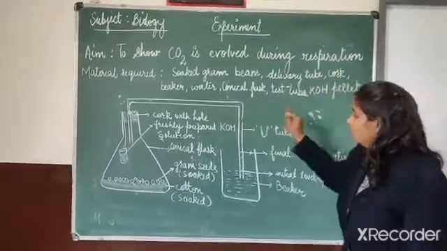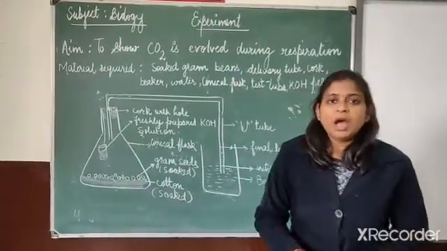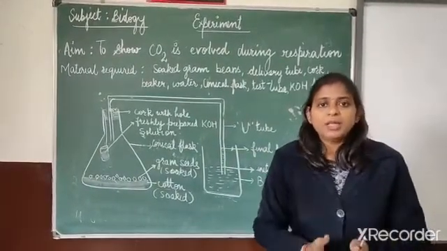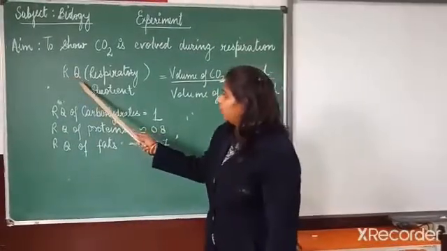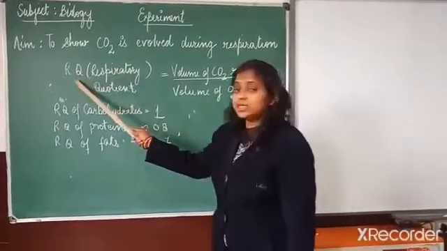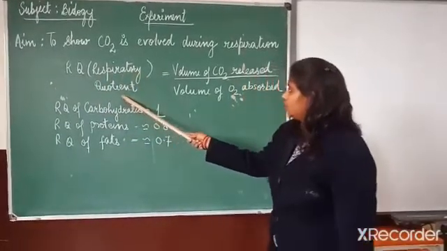And this final level will tell you that carbon dioxide is evolved during respiration. So this is the whole experiment. I hope you all have understood this concept, how to find out if carbon dioxide is evolved during respiration. Now in this way we can find out the RQ also.